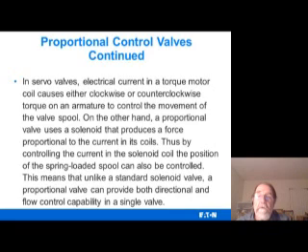On the other hand, a proportional valve uses a solenoid that produces a force proportional to the current in its coils. Thus, by controlling the current in the solenoid coil, the position of the spring-loaded spool can also be controlled. This means that unlike a standard solenoid valve, a proportional valve can provide both directional and flow control capability in a single valve.